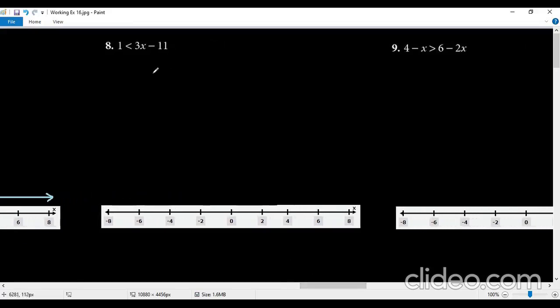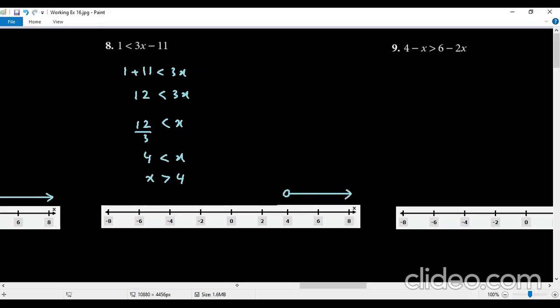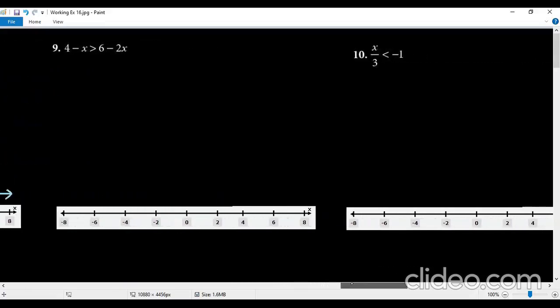When it comes to a question like this, it's going to be 1 plus 11 greater than 3x. That means this is going to be 12. That means you are going to work like this over 3. So 4 less than x, and when you change it, it's going to be something like this. So question number 8 is going to be this way, and you put this circle as empty, and make a straight line, make an arrow. This is going to be giving you full marks for this question.